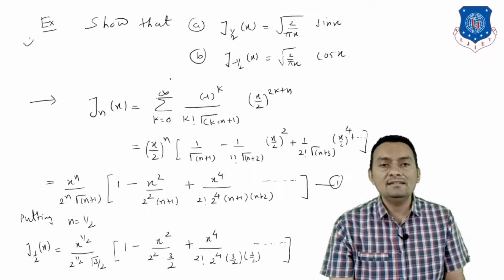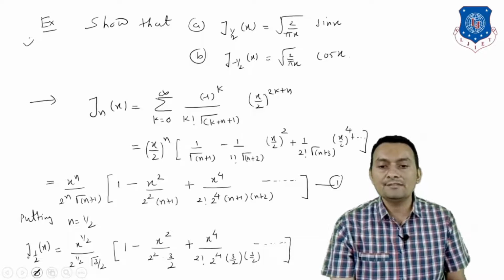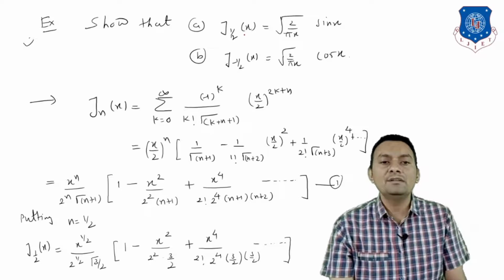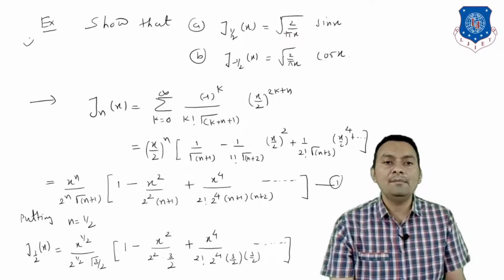Now let us see the very important question, that Bessel's function of order 1 by 2 is the same as square root of 2 divided by pi x sin x, and the second result is Bessel's function of order minus 1 by 2. So J minus 1 by 2 x can be written as square root of 2 divided by pi x cos x.